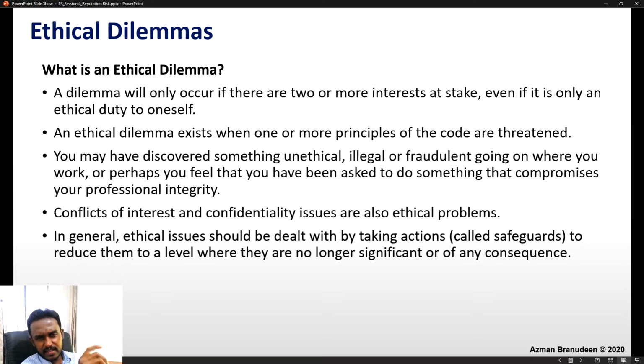When this kind of situation is there, conflicts of interest and confidentiality issues are also ethical problems. In general, ethical issues should be dealt with by taking actions called safeguards to reduce them to a level where they are no longer significant or of any consequence.